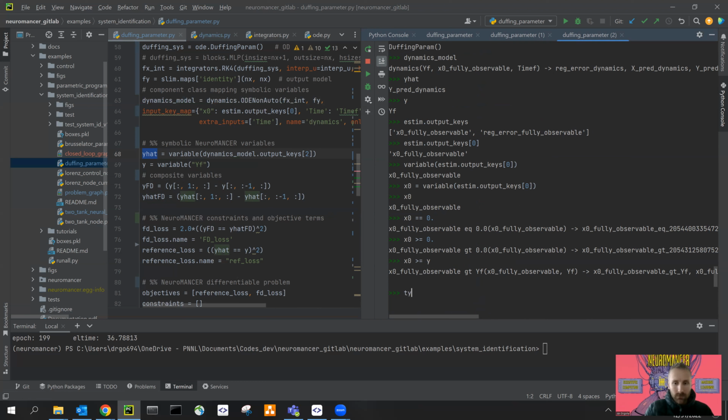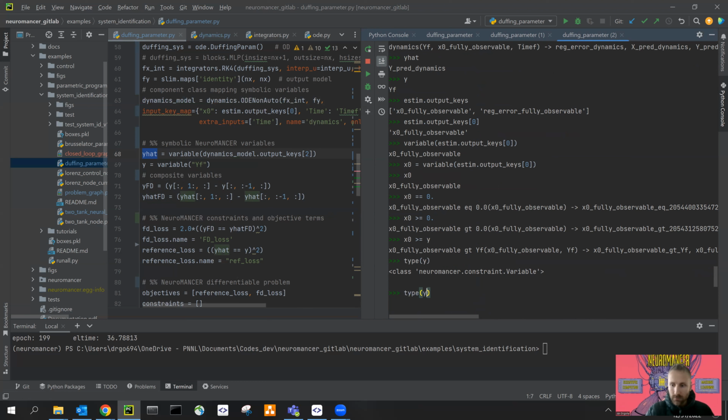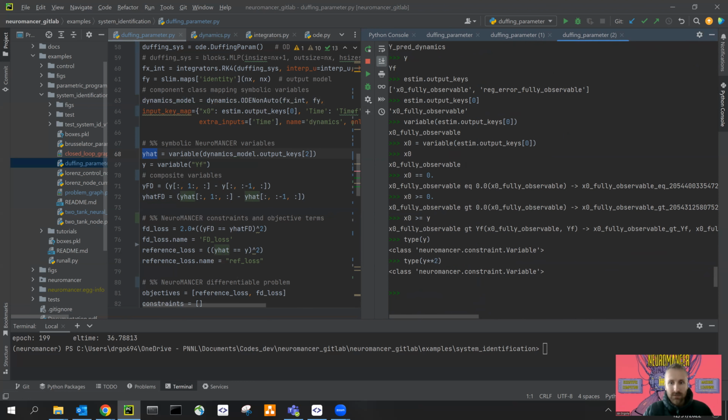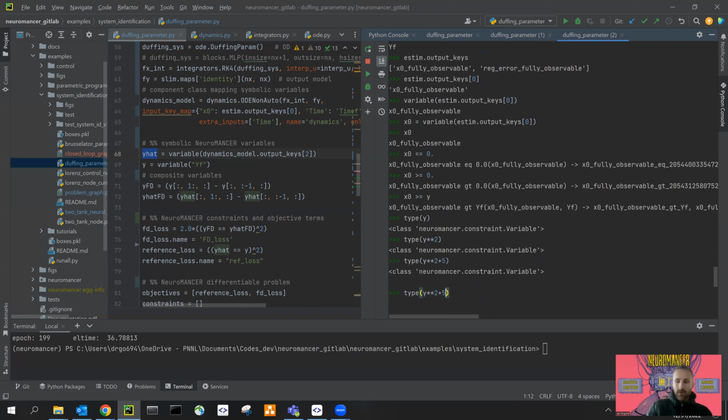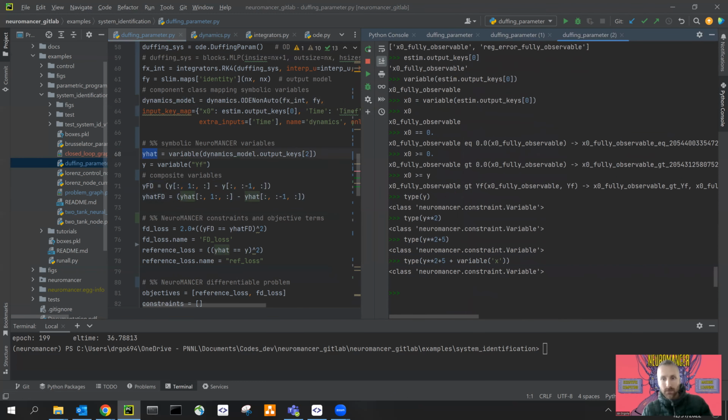But you can also go and create any custom variable. So let me check y. Okay, this is a NeuroMANCER variable, but also y to the power of 2 is a variable. So it can be really any arbitrary computational graph. You can even combine this inline definition of a variable, and I will call it x. Okay, so this is still a variable. And I'm going to assign it to a new variable. Let's call it p.